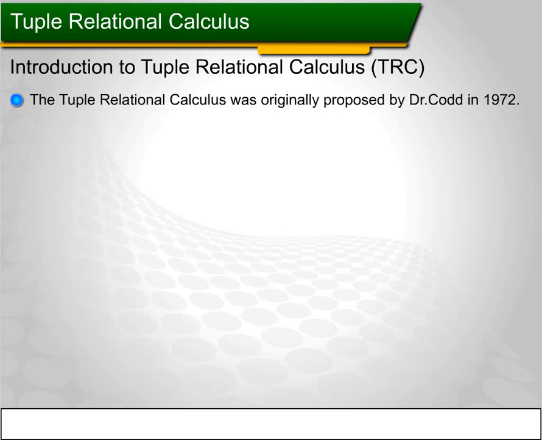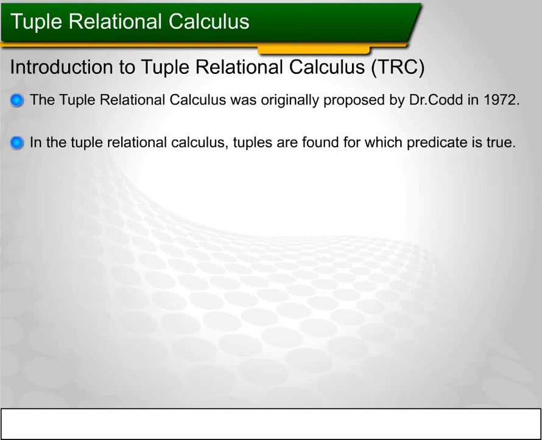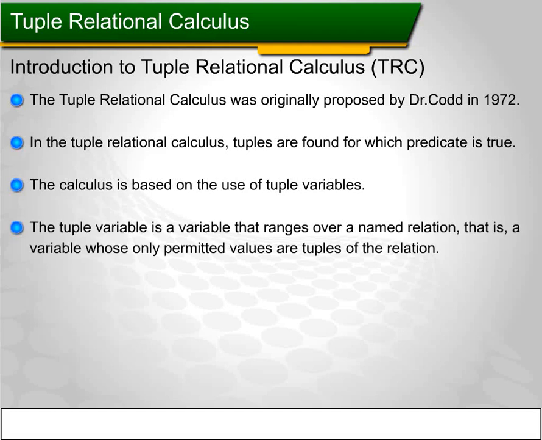The tuple relational calculus was originally proposed by Dr. Codd in 1972. In the tuple relational calculus, tuples are found for which a predicate is true. The calculus is based on the use of tuple variables. A tuple variable is a variable that ranges over a named relation, that is, a variable whose only permitted values are tuples of the relation.